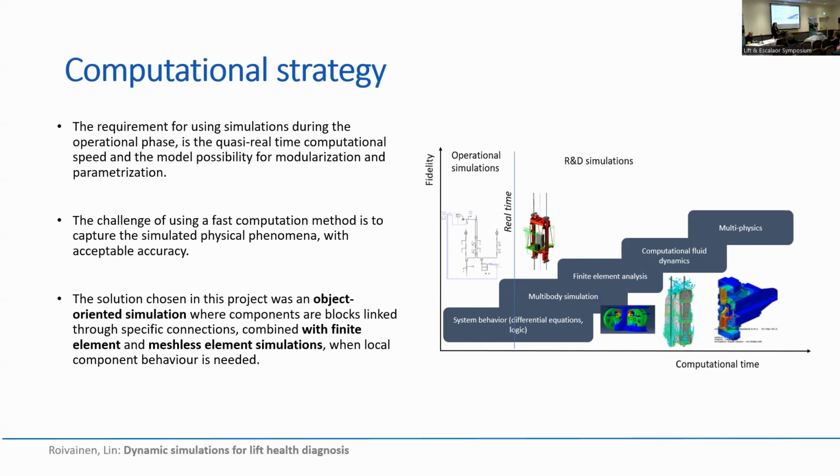In other methods, like object-oriented methods or system simulation, the computational speed is higher, but the accuracy of the results is lower. And for this project, we chose a hybrid solution. We have object-oriented simulation where components are blocks with certain parameters connected through links. And for defining the parameters of these blocks, we use pre-calculated solutions where the finite element method or meshless method was used. So pre-calculation for parameters and then really fast simulation at the system level.